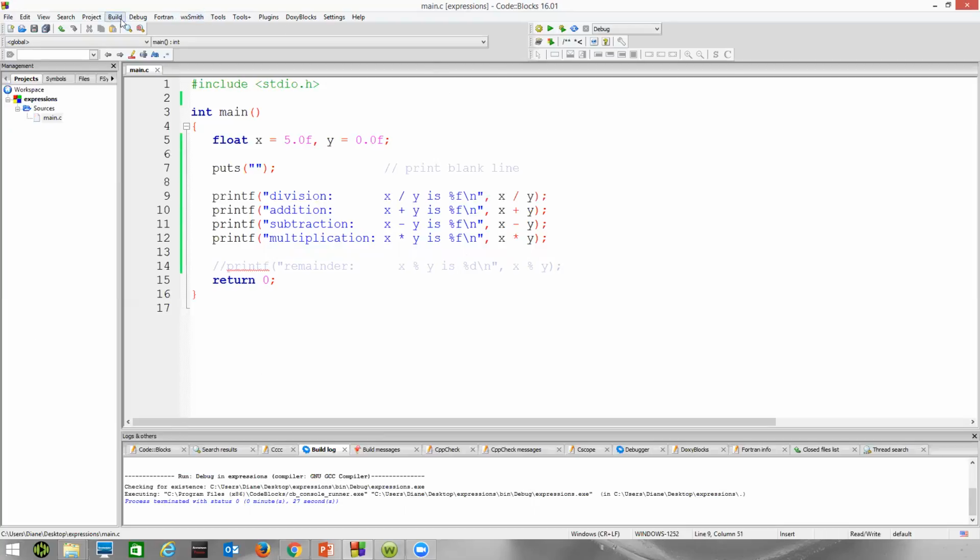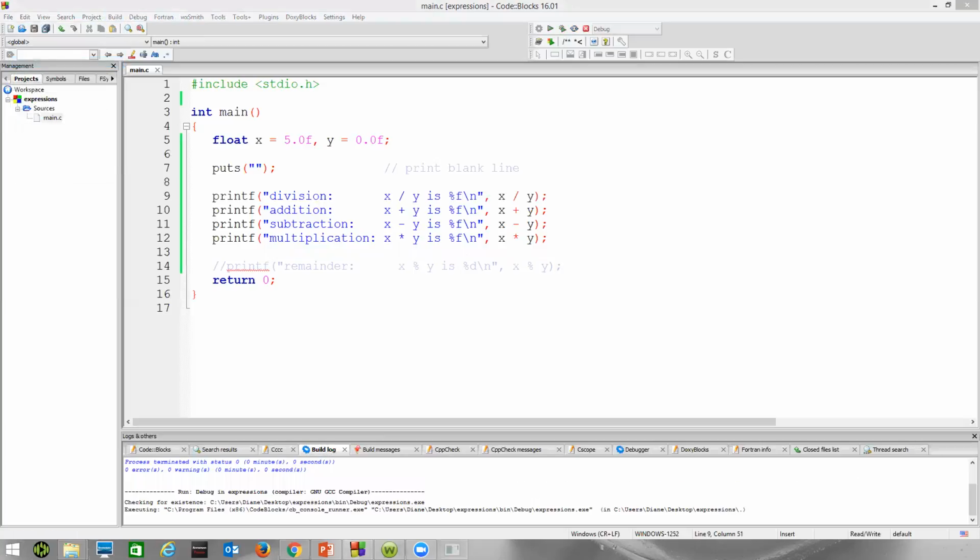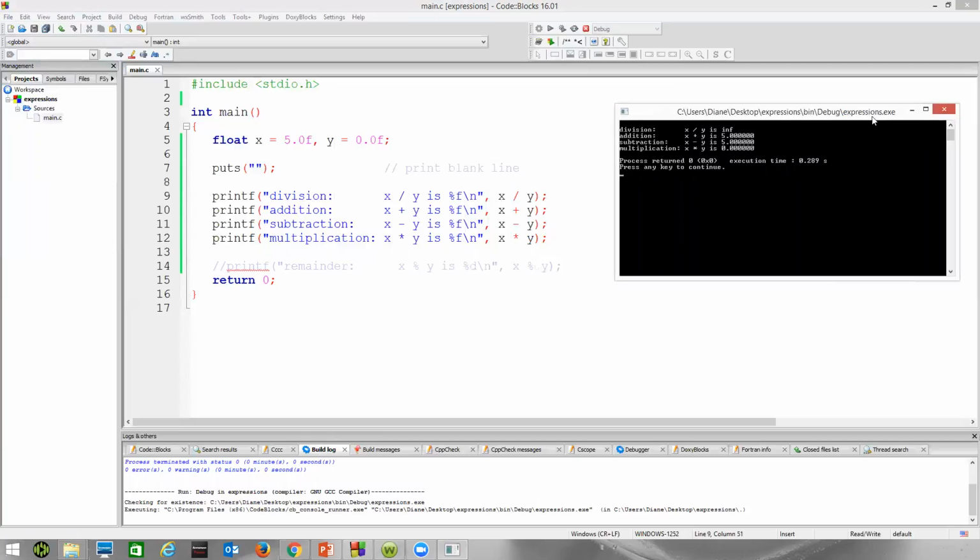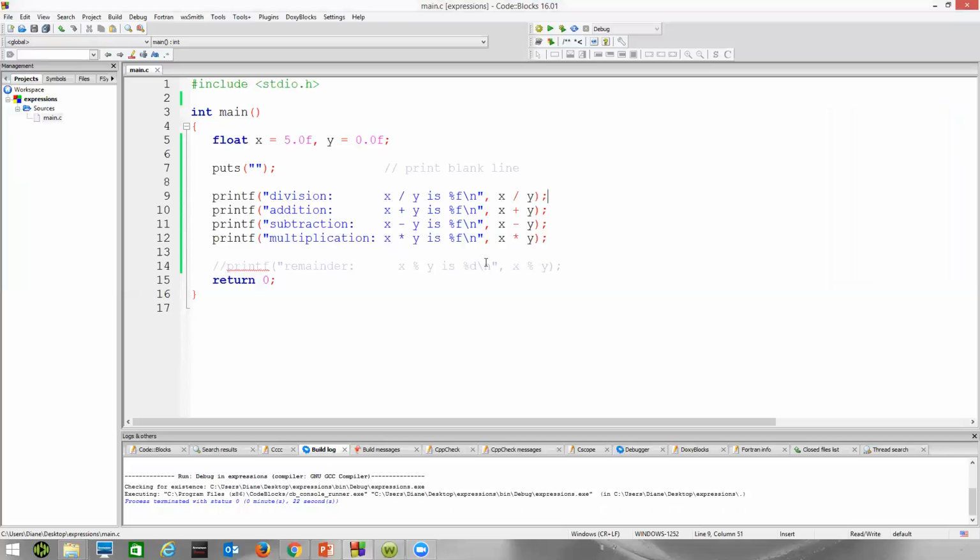All right, we should get zeros for everything except for the infinity. Build and run. Okay. So this first one, x divided by y, when we did the division by 0, because y is 0, notice that the output I got here was INF, so it at least let me know that that's infinity. Right. Everything else, well, 5 plus 0 is 5, 5 minus 0 is 5, and 5 times 0 is 0. That's what floating point does.